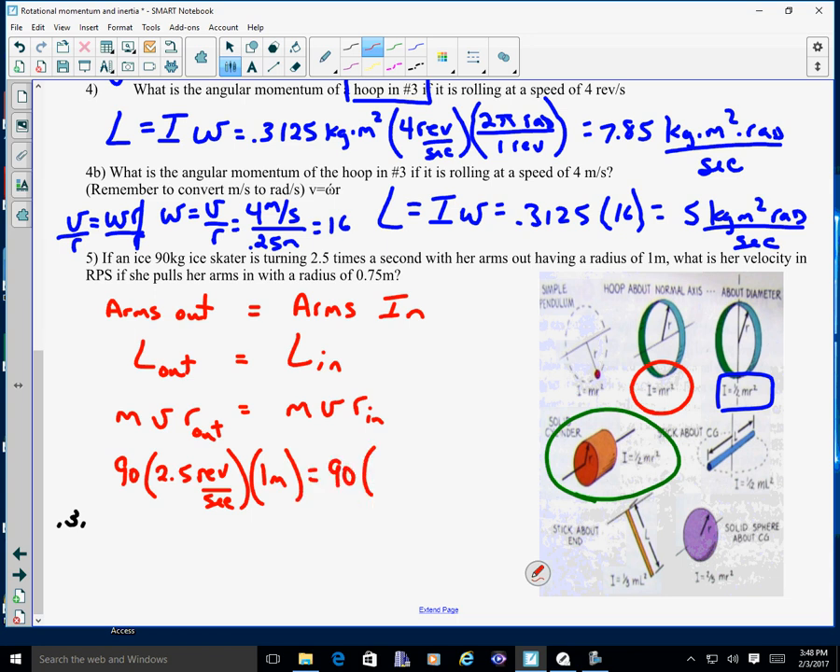And so we divide both sides. The 90s end up canceling out because they're on both sides. We're going to divide both sides by 0.75. And when she brings her arms in, her velocity actually increases from 2.5 up to 3.3 revolutions per second.